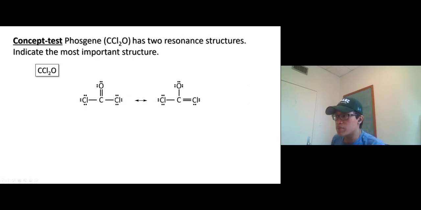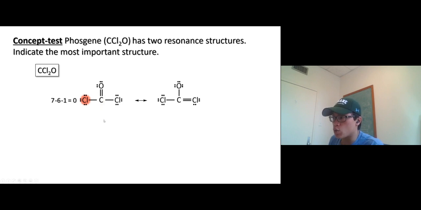For phosgene, you can draw two Lewis structures. I'm going to ask you straight away: between the two resonance structures of phosgene, which one is the most important Lewis structure? How do you know? Well, let's calculate the formal charge. Chlorine on the left side: group 7, so 6 dots, 1 line, total of 0.